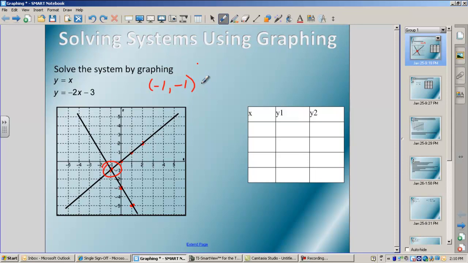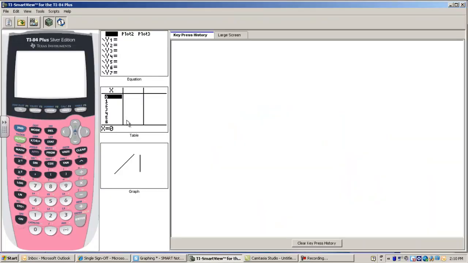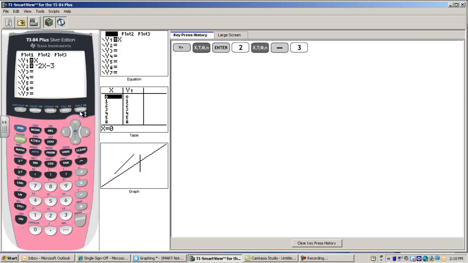But we're going to pull out our calculator, and we're going to use our calculator and check the table and see if that is really what it is. So here is our calculator. We're going to go to y equals, and we're going to enter in the two equations. The first one was y equals x, and then the second one was negative 2x minus 3. And if I were to graph it, you'll see there's extra stuff on my screen that's going to cause a problem. But you can see there's the two equations that we just did, but that's not what we want to look at. We want to go look at the table.